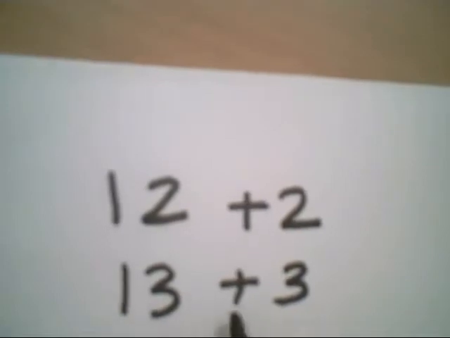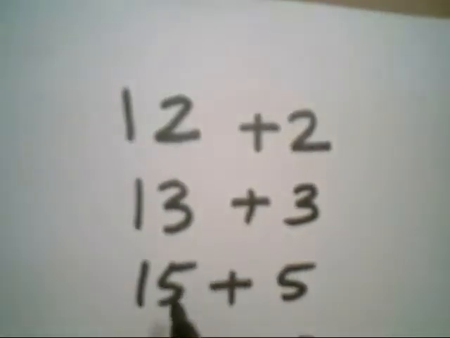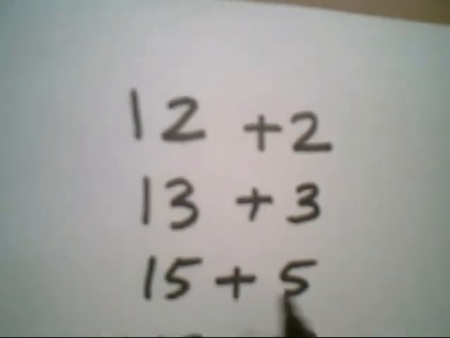In this example, let me take 12. And when I say 12, I write this 12 as 12 plus 2. That means 12 is 2 more than 10. This plus represents more. In the same way, if I take 13, I write it as 13 plus 3. That is, 13 is 3 more than 10. In the same way, if I take 15, it is 15 plus 5.